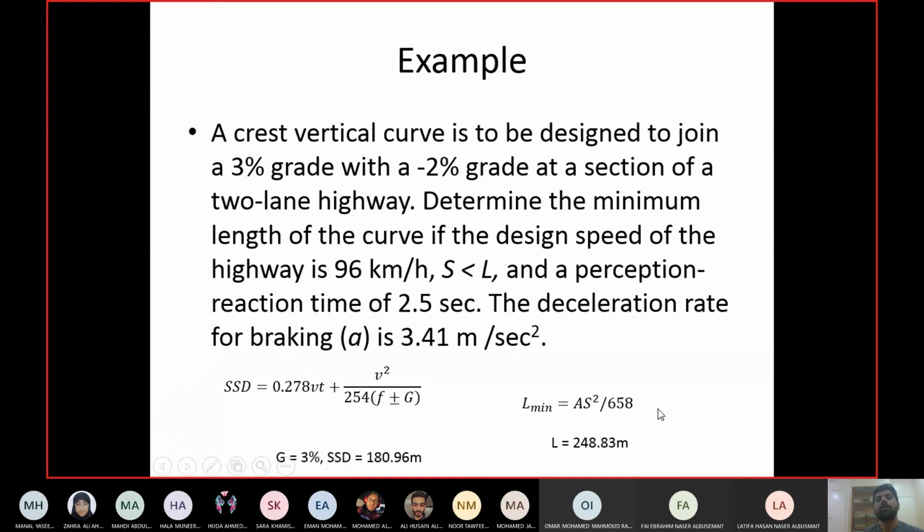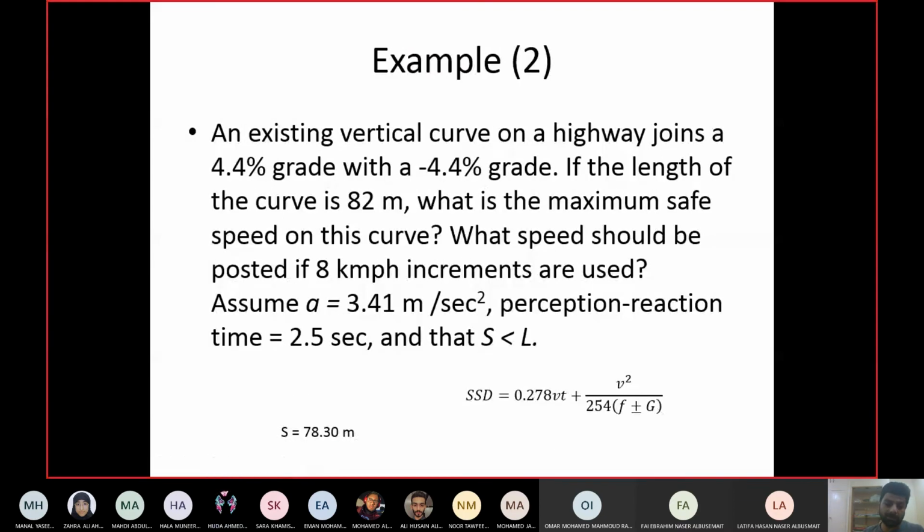Then we have another example, which is the reverse of the previous one. We have an existing curve, and the gradient is 4.4 to -4.4. Like I said, we have just discussed crest curves, so this is also a crest curve. And which type is it? Positive and negative both are there, so type 1. Length of the curve is given. You have to find out the speed on the curve. What is the maximum speed on the curve?